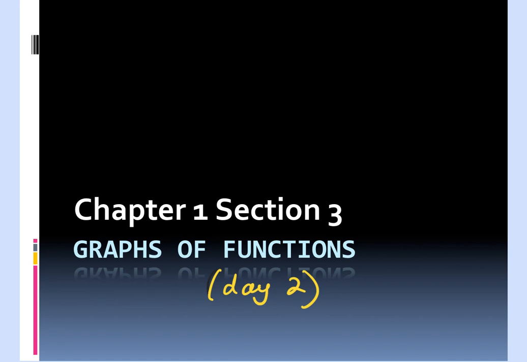Today we're going to continue the notes for 1-3, which is graphs of functions. Yesterday we talked about how to graph a function and find the domain and range from the graph, which is left to right is the domain, bottom to top is your range. We talked about that it was going to be in interval notation. A lot of the stuff that we're doing today will continue to be in that interval notation.